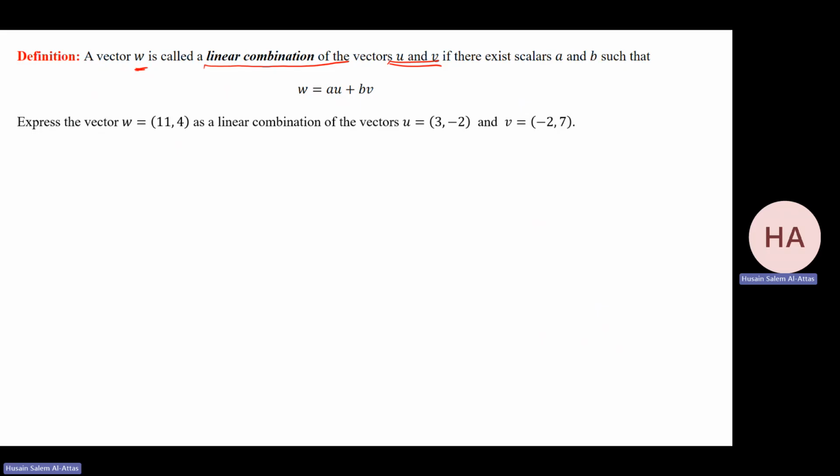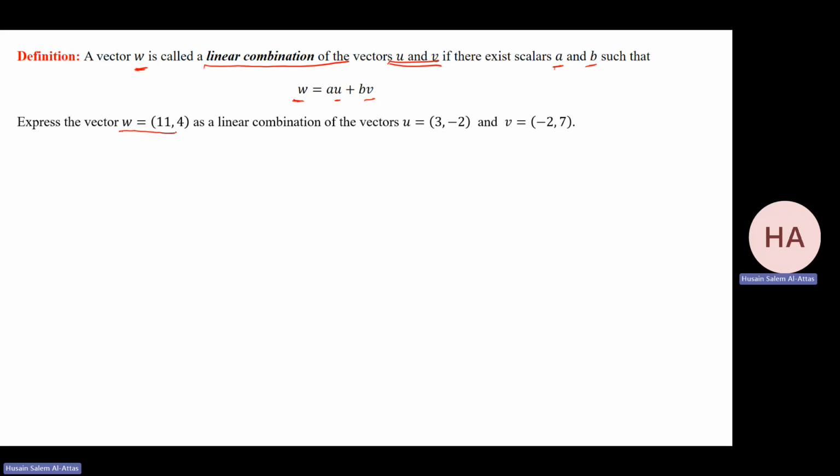So we say W is a linear combination of 2 vectors if there exist scalars A and B, such that I can rewrite W in terms of U and V by this linear operation: AU plus BV equals W. Okay, let me do this problem.